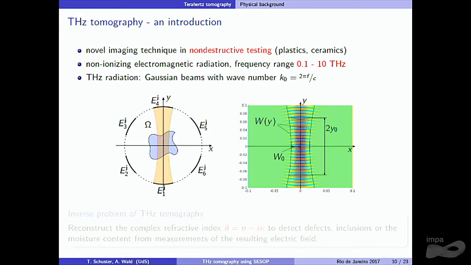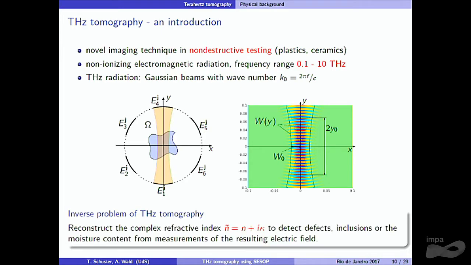And from each transducer, we send a Gaussian beam to the object. Then you have reflections, you have attenuation, and you have transmission. Yeah? So you have all these phenomena which play no role in X-ray tomography. You find them here. Yeah?